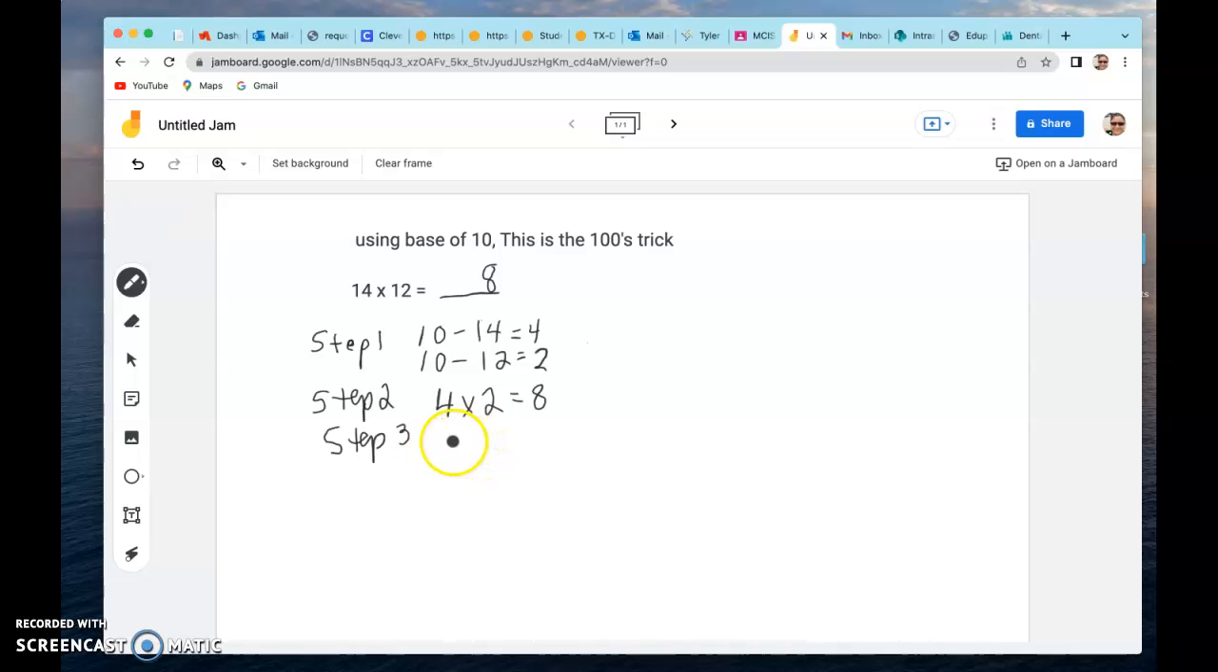You're going to cross add, which is 14 plus 2, which is 16, or 12 plus 4. Yes, 12 plus 4, which is 16. So the answer here would be 168.